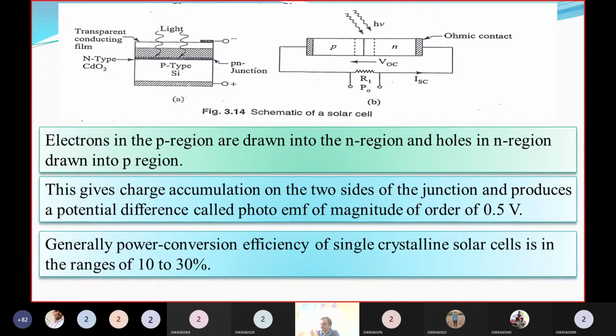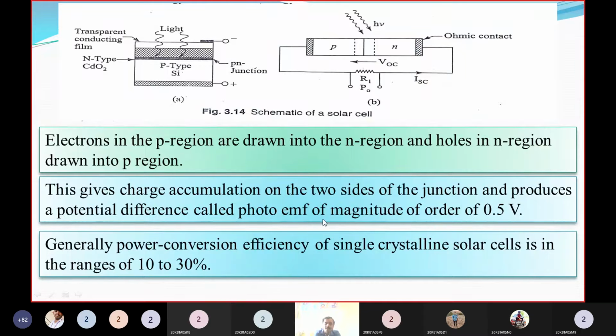That means so many PN junction diodes are connected in a small area. With this array of PN junction diodes, we can get a large amount of voltage. Now, generally the power conversion efficiency of single crystalline solar cells is in the range of 10 to 30% only.